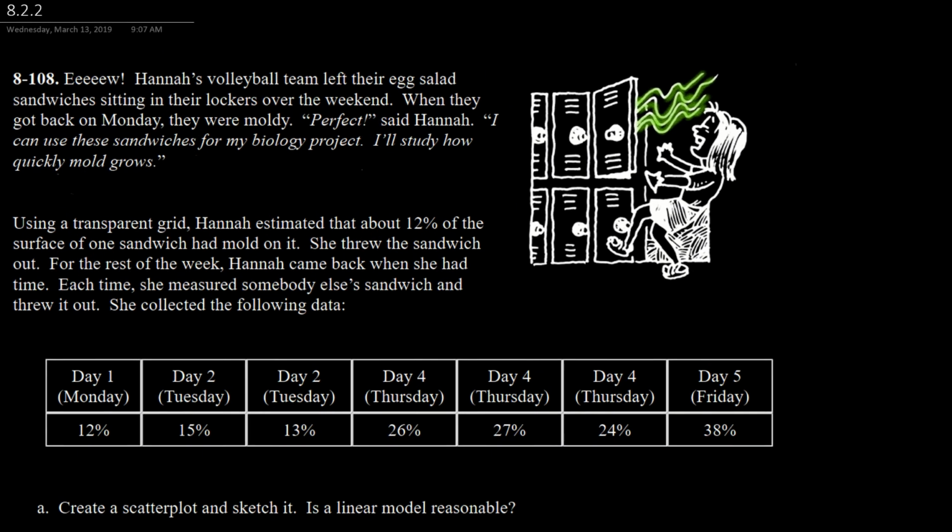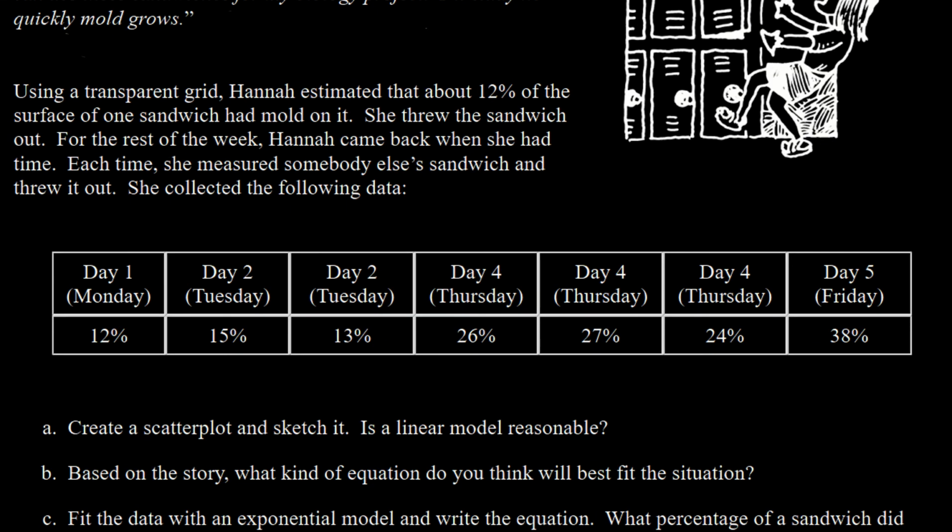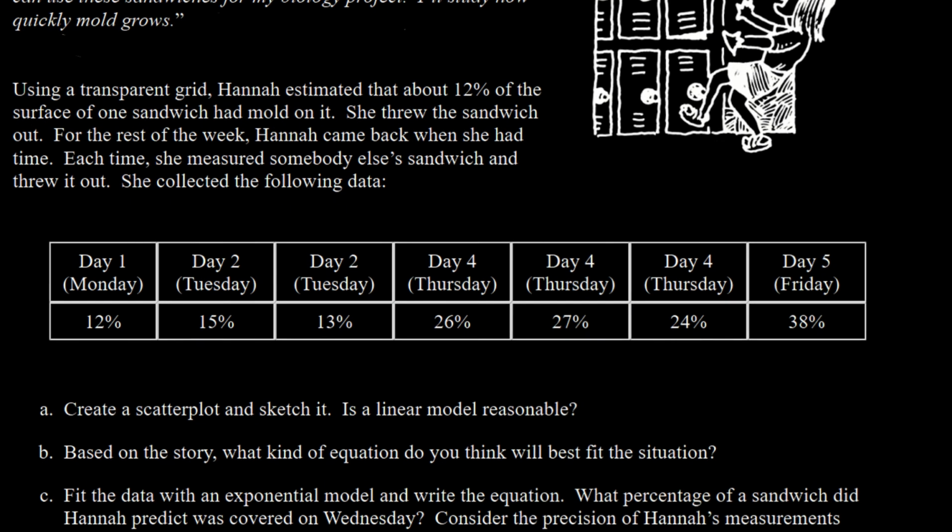So these numbers right here are the percent of the sandwich that was covered in mold. So you can see day 1. Day 2, she apparently measured 2 sandwiches. One had 15%, one 13. Day 4, she measured 3 sandwiches, and on day 5, she just did the 1 sandwich. So it says create a scatter plot and sketch it. Is a linear model reasonable?